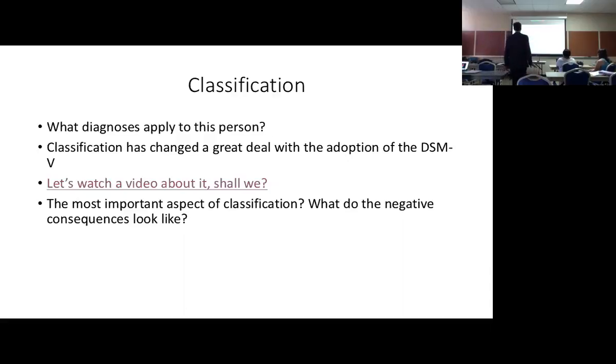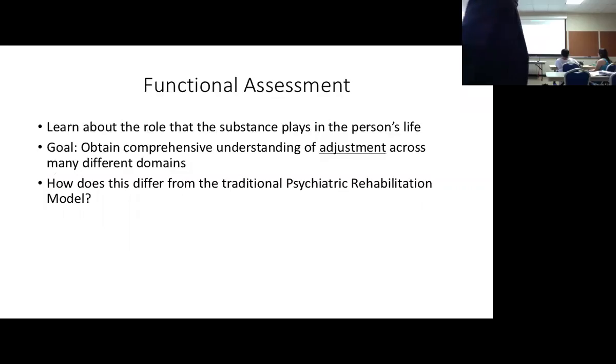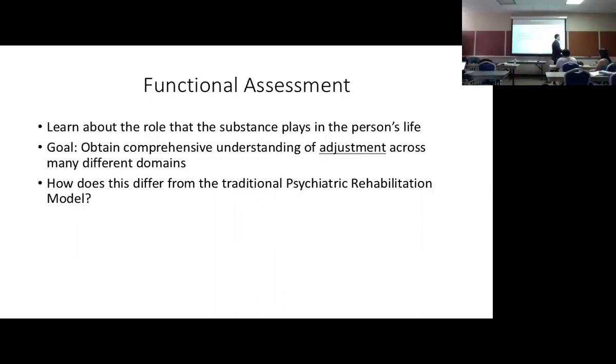So we watched our video, talked a little bit more about differences in classifying somebody with the DSM-5. Functional assessment. So here's where we start to think about and consider the role that the substance plays in a person's life. It does different things for different people. Some people, it's a social lubricant, the party person. For others, it's a numbing agent. For others, it's something else.